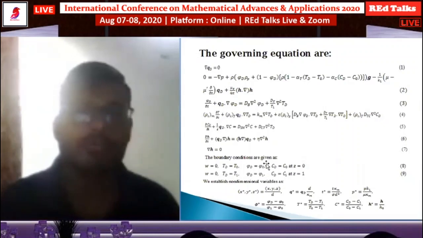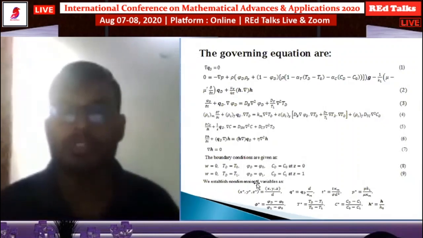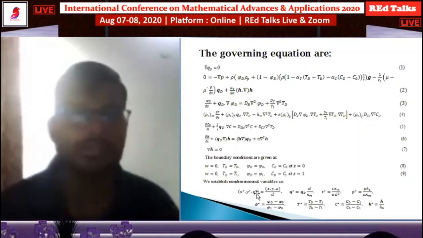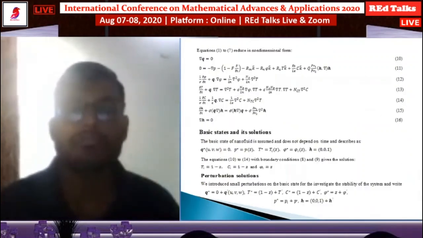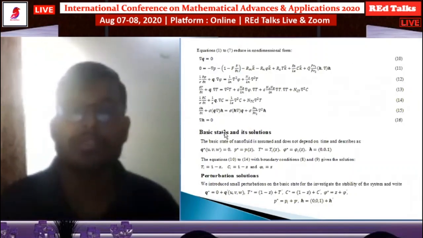Now we establish the non-dimensional variables given in this slide: x star, y star, z star is equal to x, y, z over d. Now equations 1 to 7, reduced to non-dimensional form, give equations number 10 to 16. Now we use the basic state and its solution.